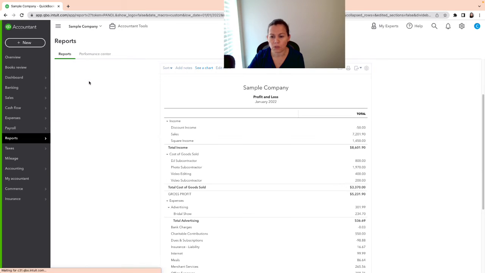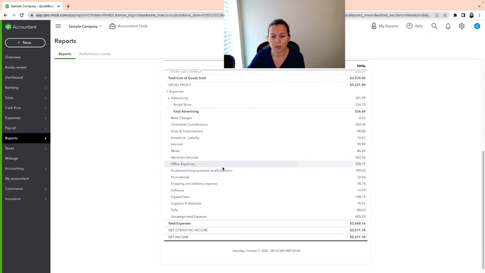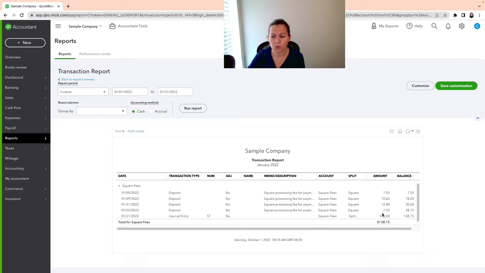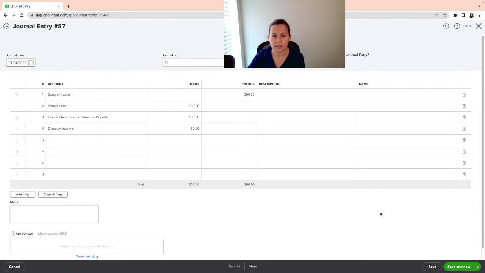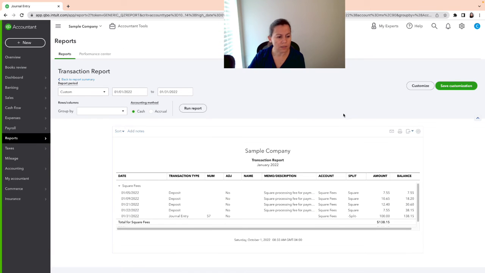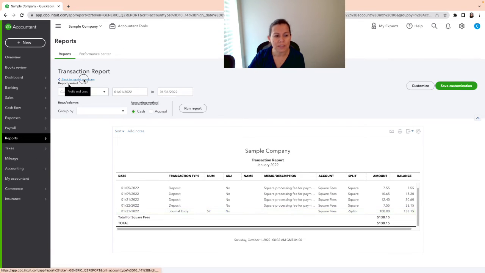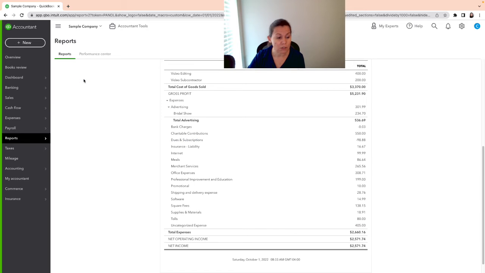Okay, so this is how you see the details. If you scroll down, you're going to see Square fees. You want to click on the total and look at this. It's going to show up here, that journal entry as well. You can click on it and you can see the details. All right. Okay, so this is how you account for differences when you do have an integration, right? When you do have an integration, but the numbers are not perfect.